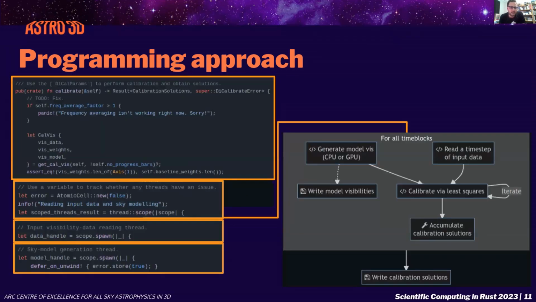In this case, I have some DiCal parameters that has a calibrate method, and that goes ahead and does a bunch of stuff. I've highlighted here a little bit of scoped threads to do some concurrency. So that can use the CPU or GPU in one thread to do a bunch of calculations, and in another thread, you have some IO-heavy stuff, for example.